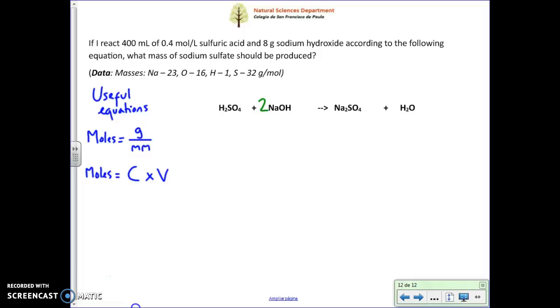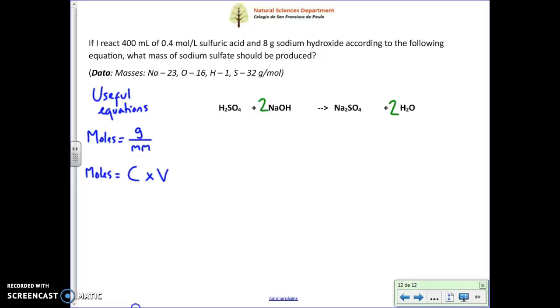I've now got 4 hydrogens on the left, so I'm going to have to put 2 there. Let's see if that works for my oxygens. Got 6 on the left. I've now got 6 on the right. That's all good. Got 1 sulfur on the left, 1 on the right. That's my balanced equation.